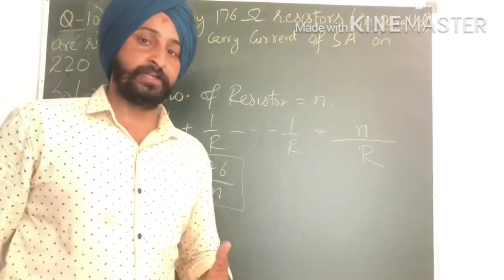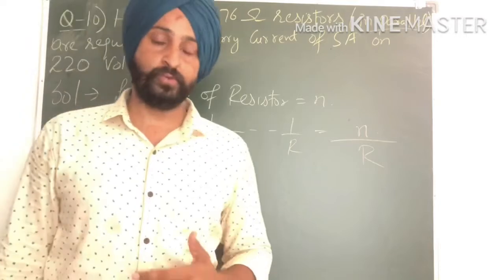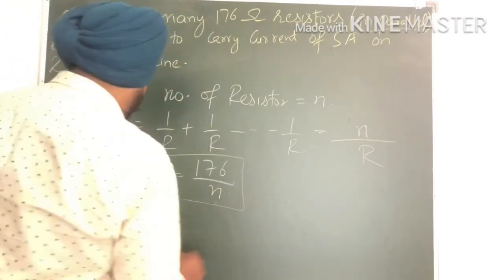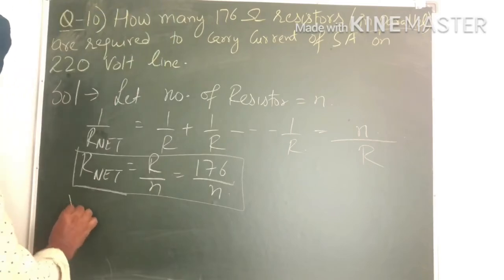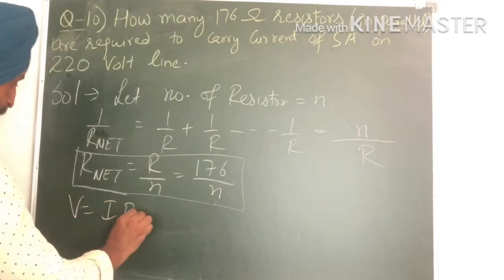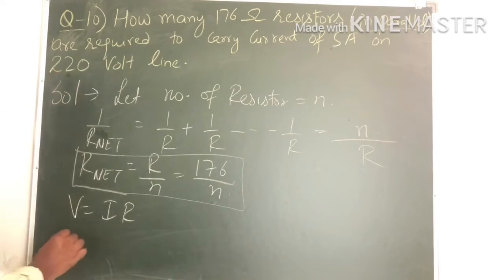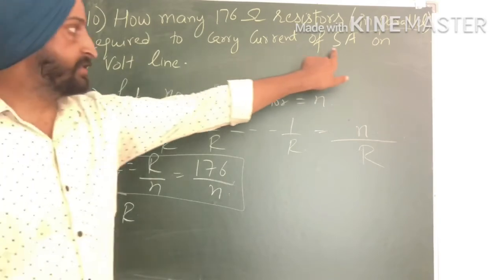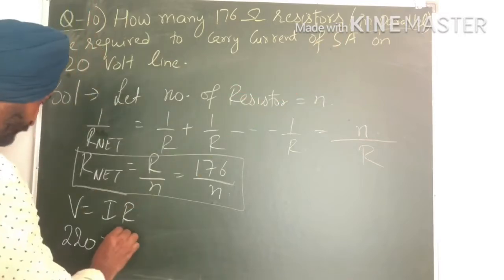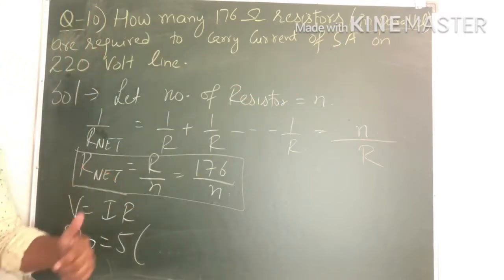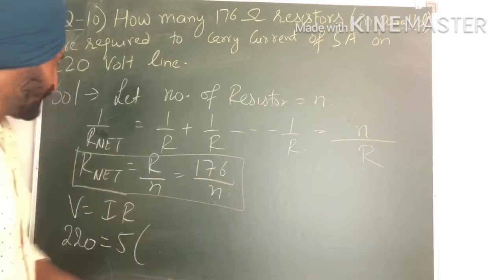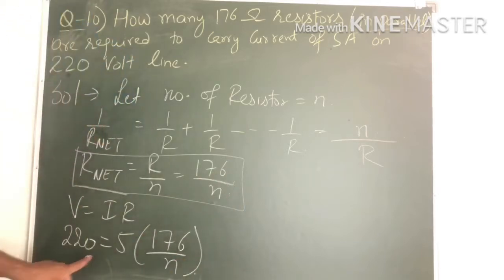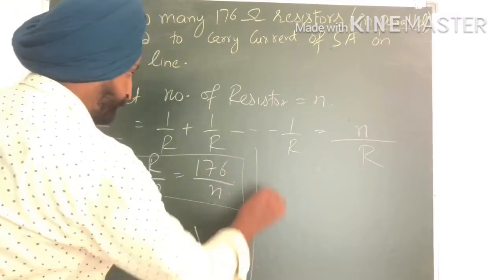Now next what we need to do is, we will be simply applying Ohm's law to calculate this value of n. Now from Ohm's law, we have V is equal to IR. Voltage over here is 220. Current needed is 5 ampere. And resistance, that is net resistance of this circuit, is 176 by n. So from here you can calculate the value of n.